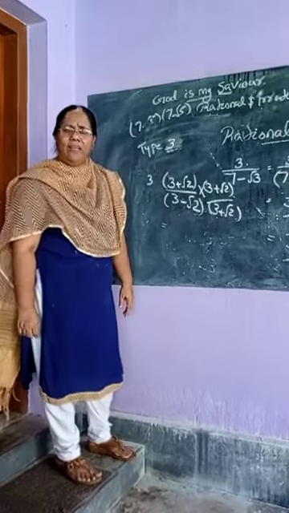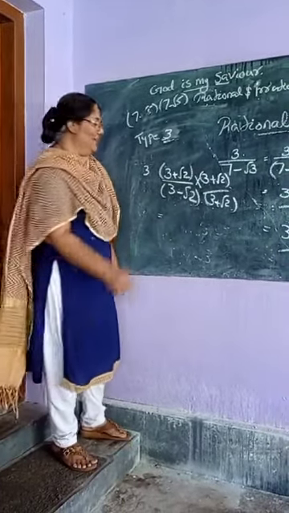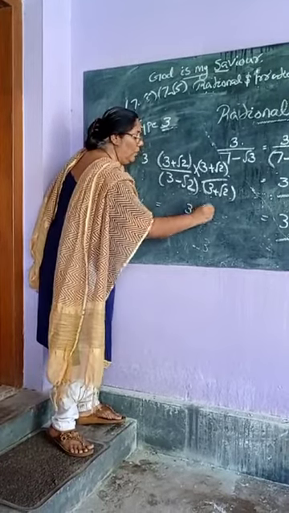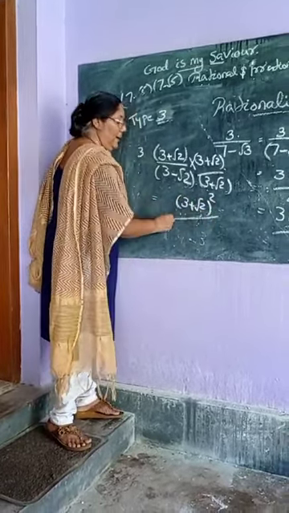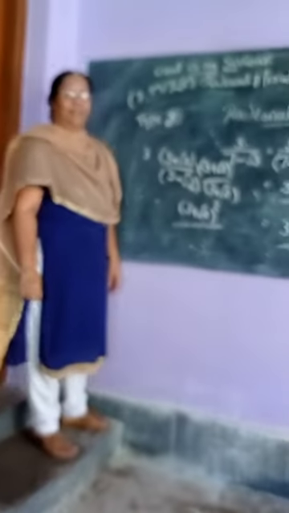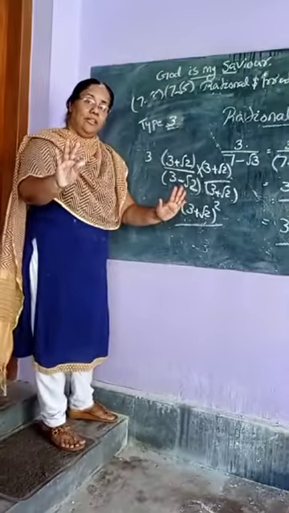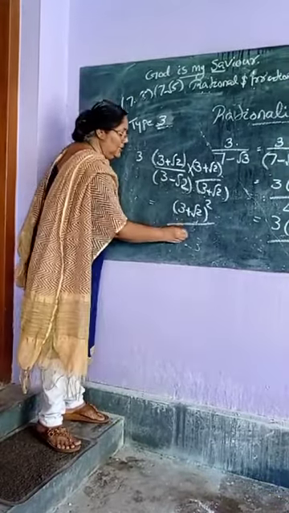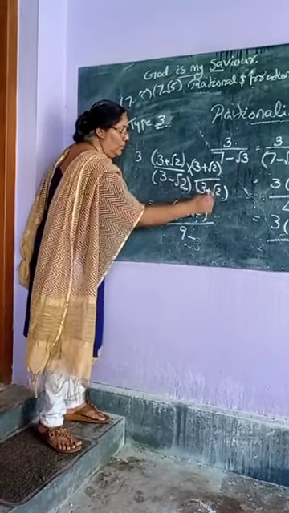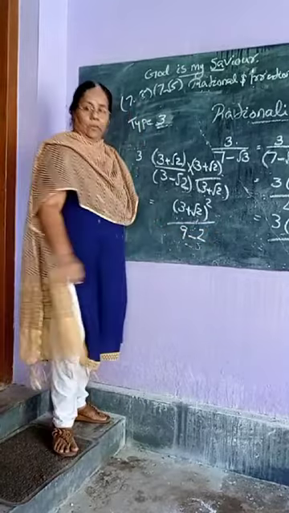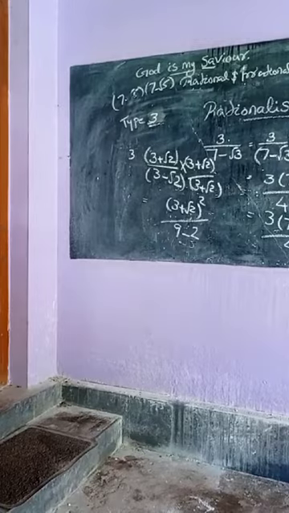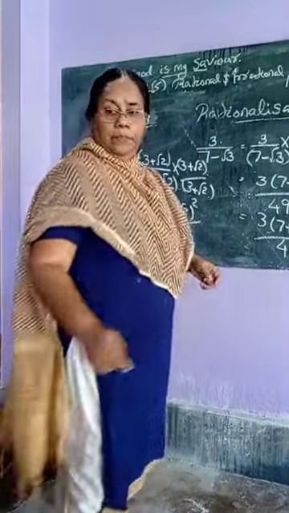What is a into a? A square. Therefore, 3 plus root 2 into 3 plus root 2 is 3 plus root 2 the whole square by. I already told you the denominator is always of the form a plus b into a minus b. 3 into 3 is 9 minus root 2 into root 2, 2.